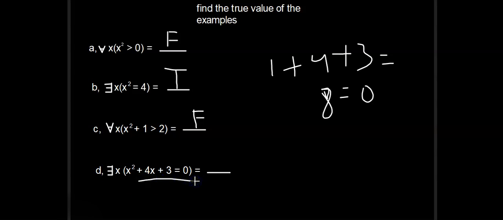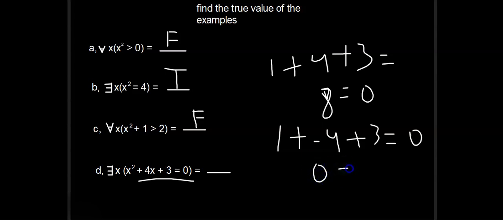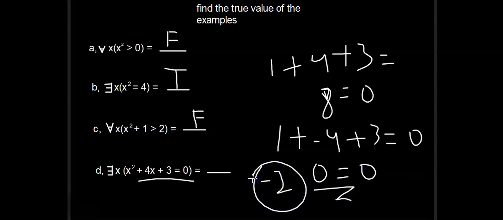So let's try -1. -1 times -1, because it says x, so we're going to substitute in x. -1 times -1 is what? It's positive 1. So 1 plus 4 times -1 is -4, and plus 3 equals 0. Seems like now I get it, because 1 plus 3 is 4, and 4 plus -4 is 0, so 0 is equal to 0. I found a number, and that number is -1, that can make this statement true. So for that reason, my answer will be true because I found it.